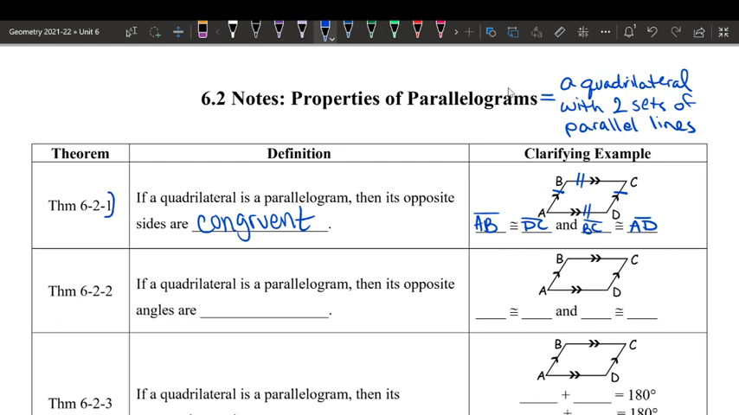So that is the first thing, number one. Number two, the second thing we know about a figure if we know it is a parallelogram: its opposite angles are also congruent. So in this case, angle A is congruent to angle C because they are across from each other. They are opposite. So angle A is congruent to angle C, and we also know that angle B is congruent to D.